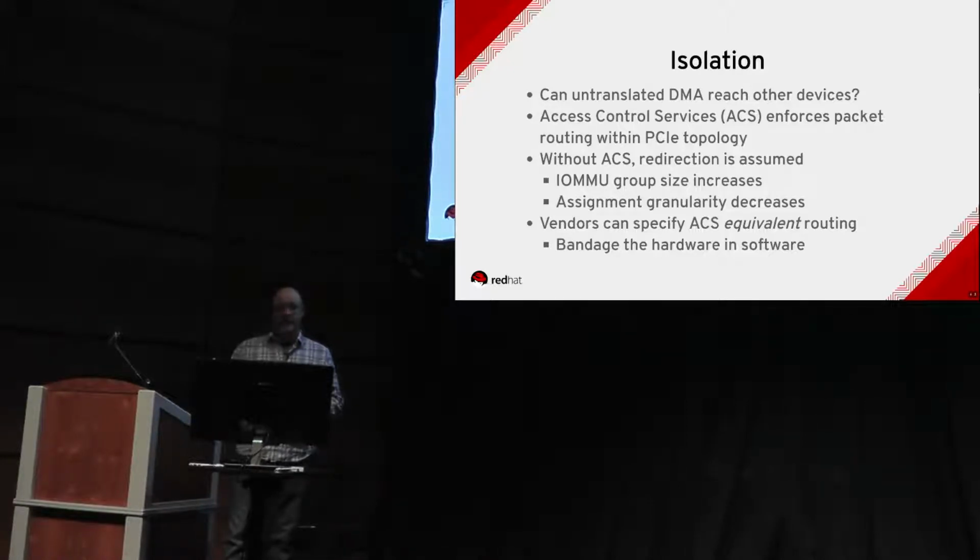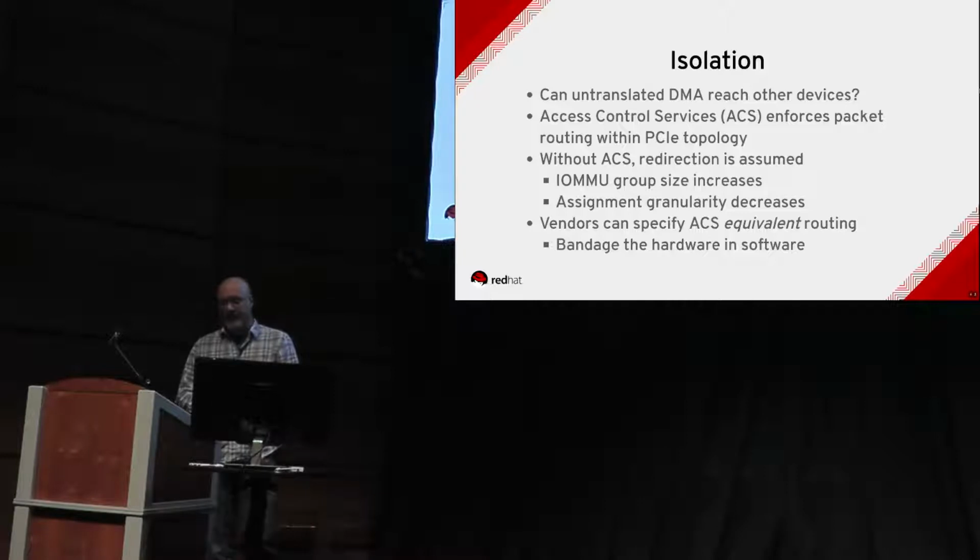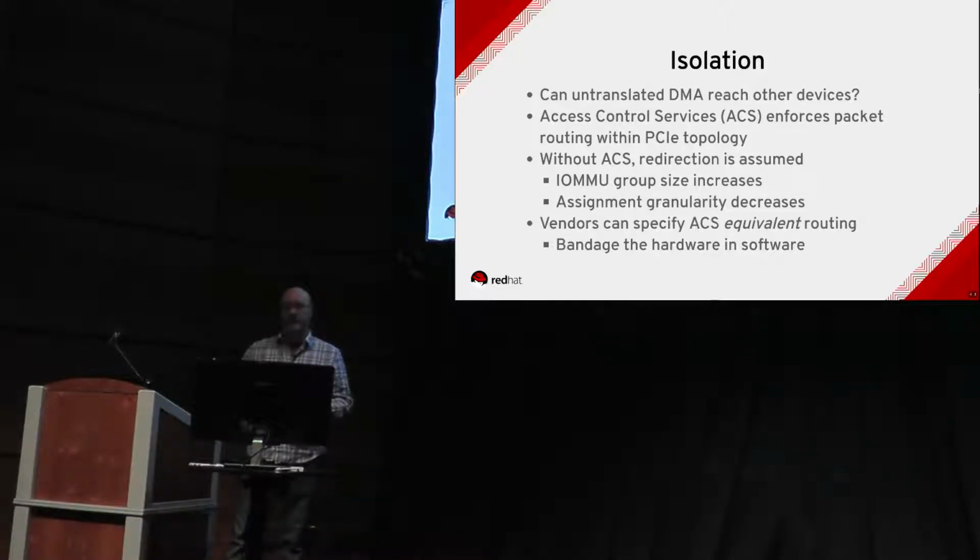So whenever there's not ACS, that increases the size of our IOMMU groups, decreases the granularity with which we can do assignment, and it's generally a bad thing. So I always encourage vendors to implement ACS, but when they don't have ACS, we can work with them to determine whether the devices and the interconnects implement equivalent routing, and we can implement quirks for those.